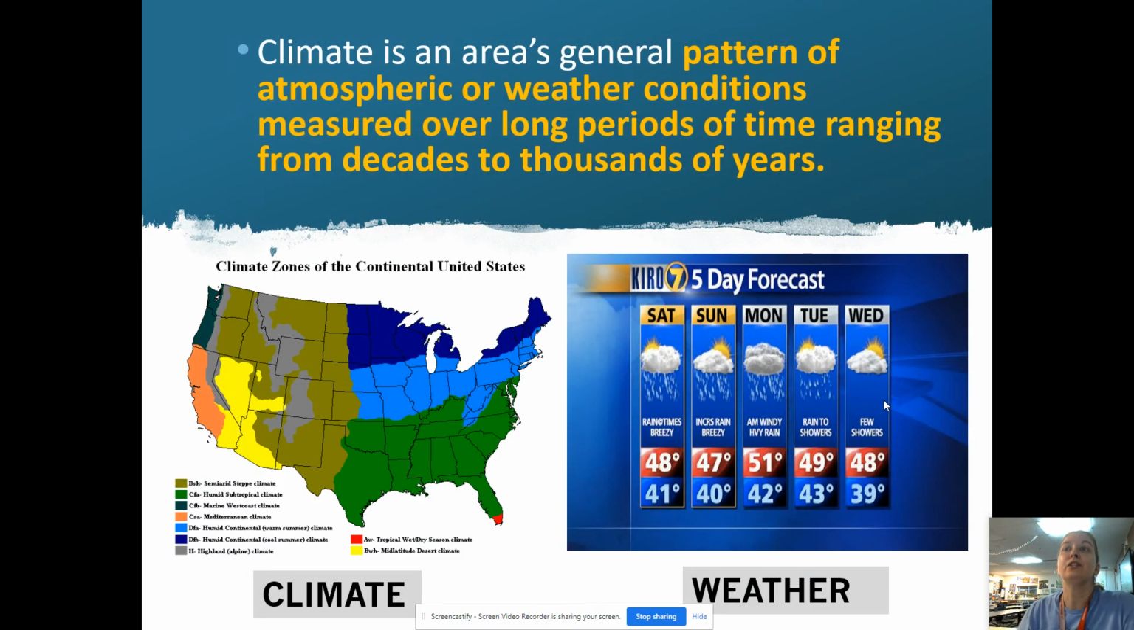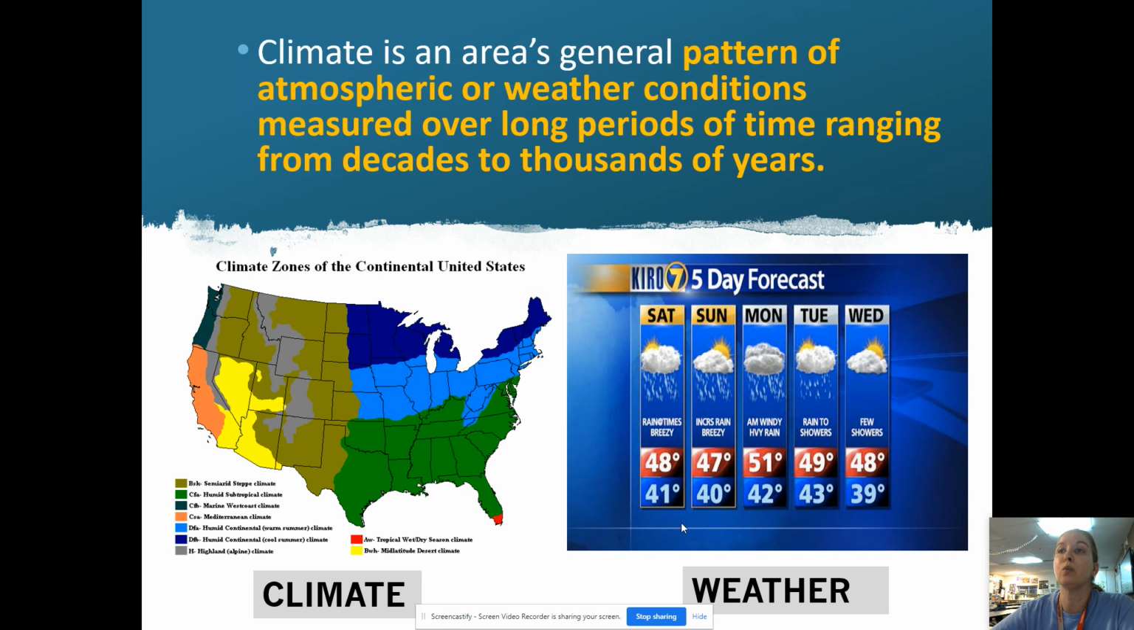Climate is an area's general pattern of atmospheric or weather conditions measured over long periods of time, ranging from decades to thousands of years. You need at least a 30-year average to indicate a climate. So here are the climate zones of the continental United States. We are in the area of warm summers, cool winters here. Down here, they definitely have more warm all year round. Crazy Floridians. They have a nice Mediterranean climate over here, and this is where it snows. So these are climate zones, but obviously it changes, and we can have some freaky weather from time to time.